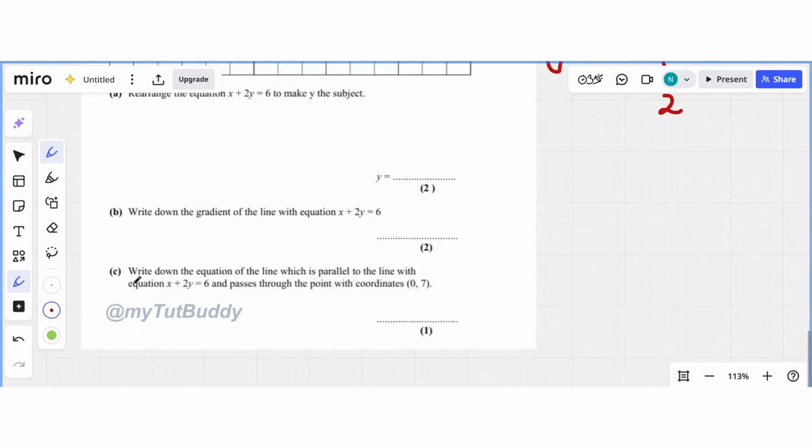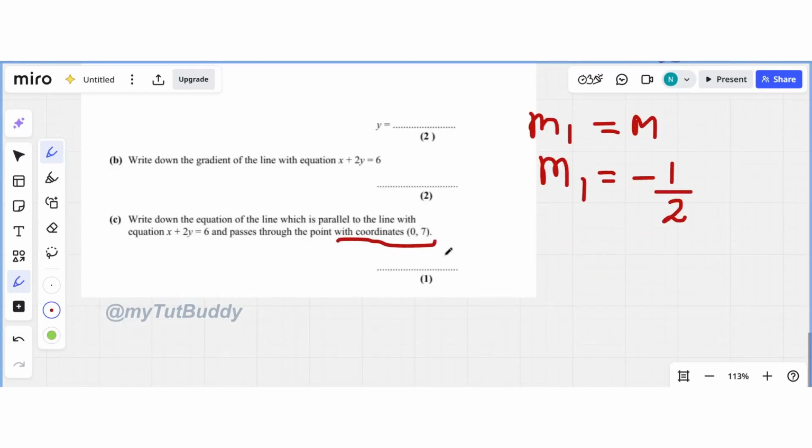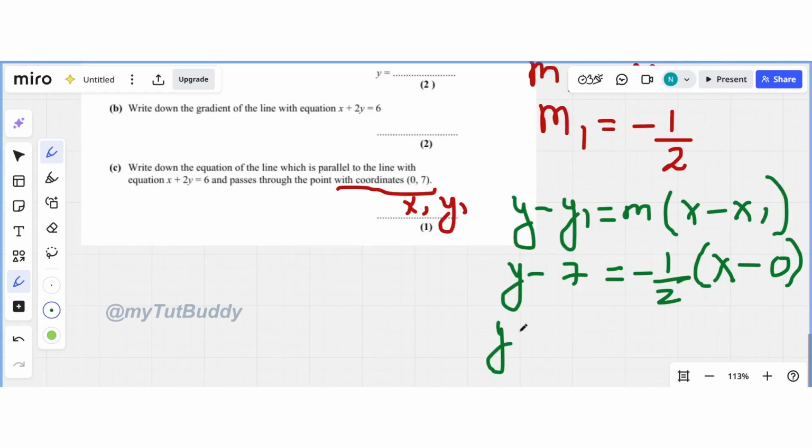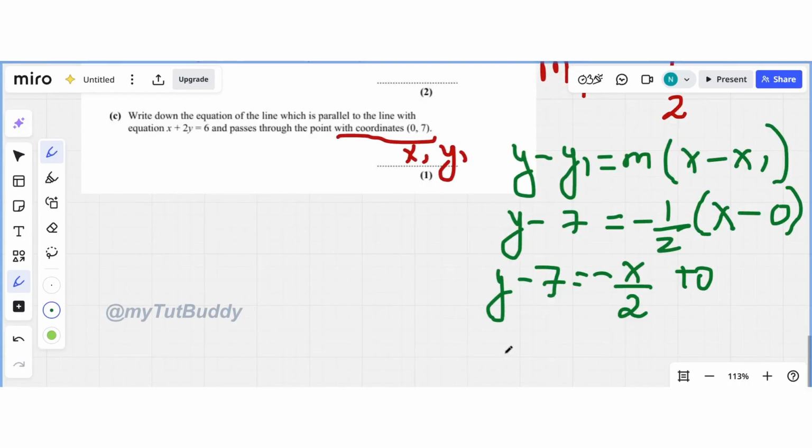Moving on to part C, we are asked to find the equation of a line parallel to the one we just found. Since parallel lines have the same gradient, this new line will also have a gradient of negative 1 over 2. The line passes through the point 0, 7, so we take x1 equals 0 and y1 equals 7. Using the point slope form, y minus y1 equals m times x minus x1, we substitute the values and simplify the equation. After simplifying, we get the final equation, y equals negative x over 2 plus 7.